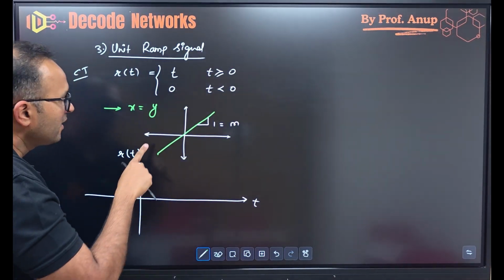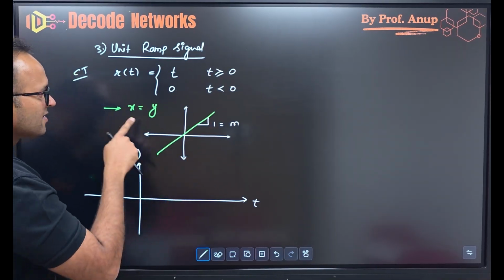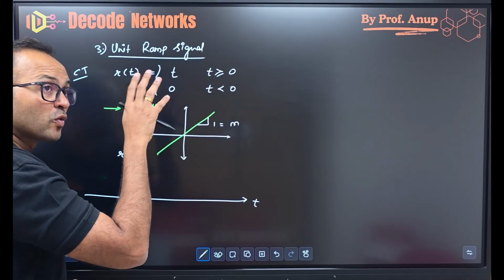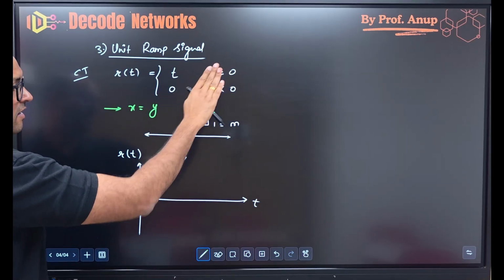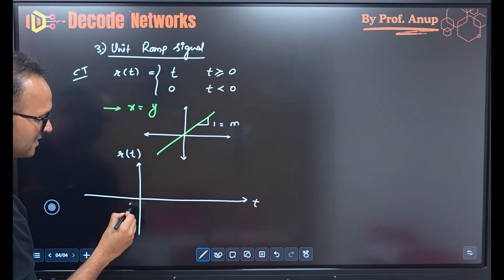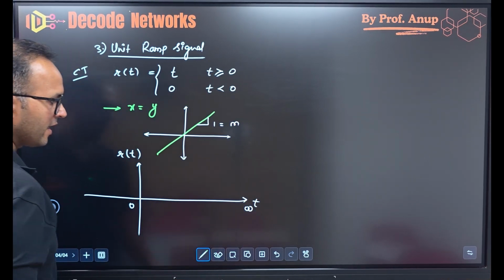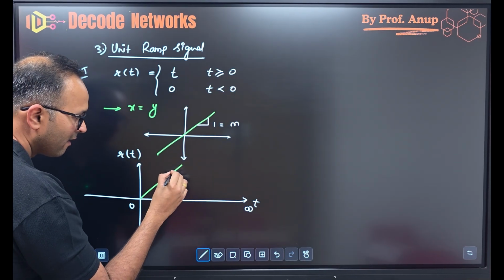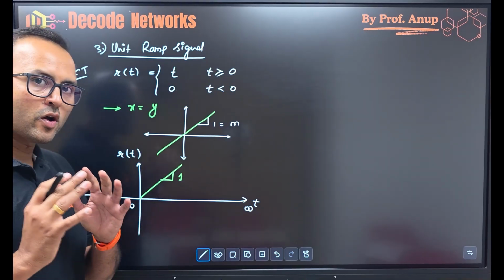Here where you made y equal to x, you made it on both sides because no limits were mentioned, whether it is only in positive or only in negative. It is mentioned here that it is only in positive, t greater than or equal to 0. That means starting at 0 to infinity, you have a ramp, a signal with slope as 1. Hope you are clear with this.